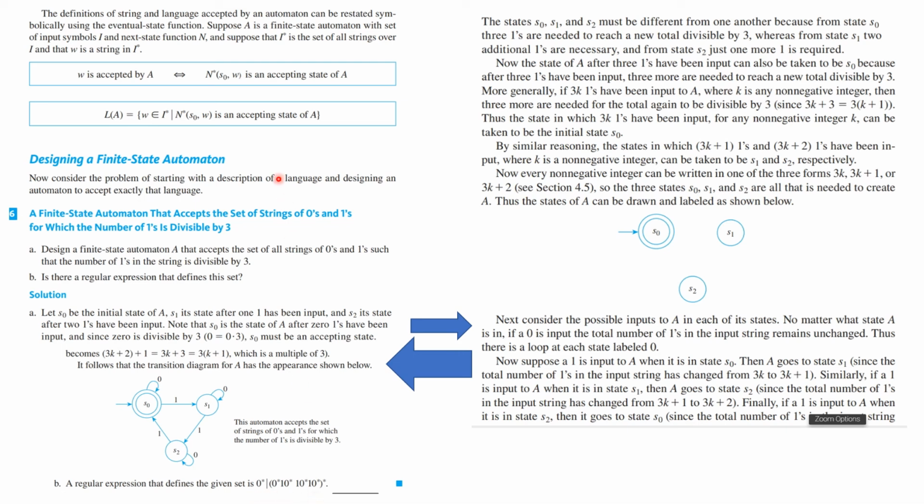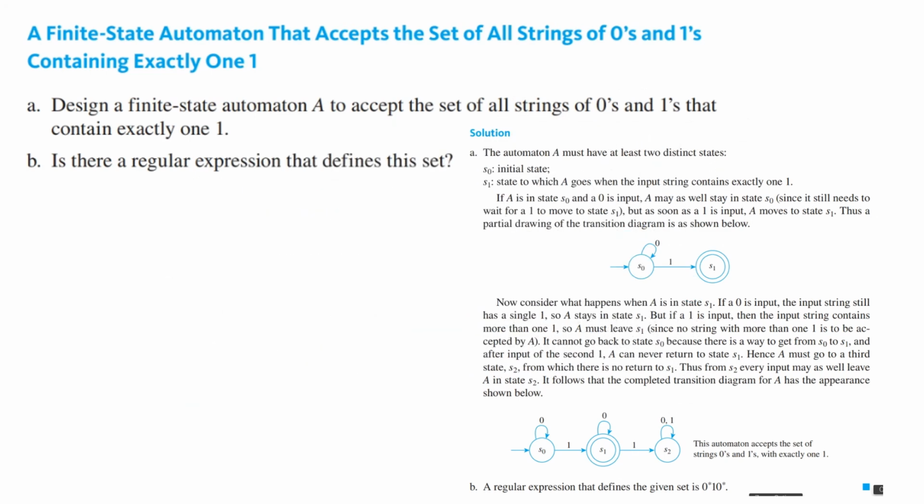The answer for the regular expression is that it will look like this. So you see there is a relationship between the finite state automata and a regular expression that defines that set, the language. And there are other examples. Here's another example of a finite state automata that accepts strings of zeros and ones, but containing exactly one 1. Here's the transition diagram that will satisfy that. You should verify that. And there is a regular expression that defines that set: 0 star 1 0 star.